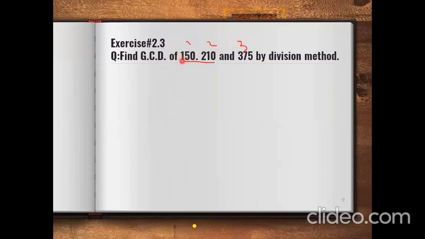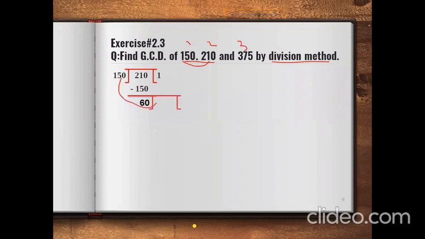So first we are going to divide 150 and 210 by using the division method. Again you will make this box, and obviously 150 is smaller, so you will keep the smaller number outside the box and 210 inside the box. 150 multiplied by 1 is 150. After subtracting 150 from 210, you will get 60. Since you are getting 60 as a remainder, you will take your previous step divisor as a new step dividend. Clear?